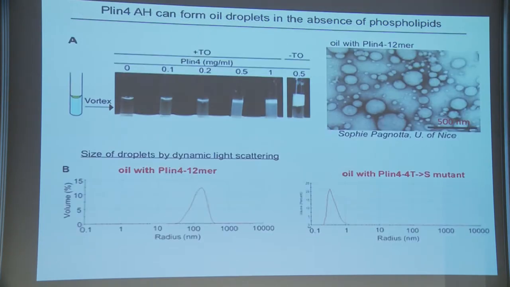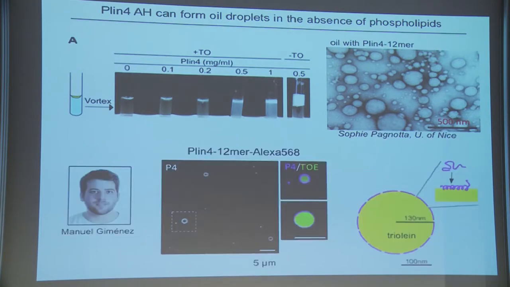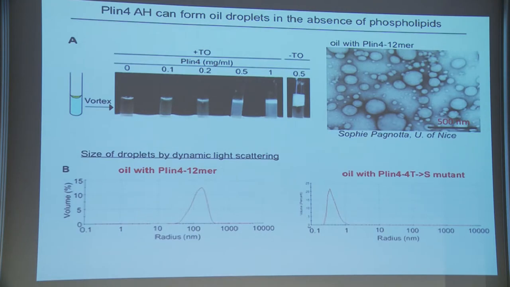So for this, we decided to do an extreme case experiment. So let's imagine that we have only neutral lipids and we don't have any phospholipids. What will happen? So it's a very crude, simple experiment. We have a solution of protein. We add a droplet of oil. We vortex really hard, and as you can see, as you increase the concentration of protein in the solution, after vortexing you get an increase in turbidity. And if we put this mixture under the electron microscope, you can see that small oil droplets have formed. And you can also look at them by dynamic light scattering, and they have quite uniform size, in the range of a few hundred nanometers.